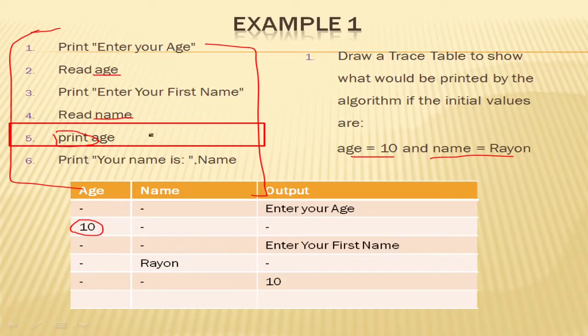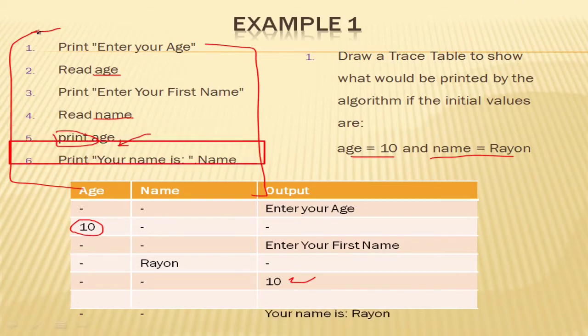So when we reach down here and we say print age, it means under the output statement what we're going to do is substitute the value of age, which is 10. So we're just going to put 10 right here. Once we do that, we're going to move to the next line. So we move down to the 6th line, right?